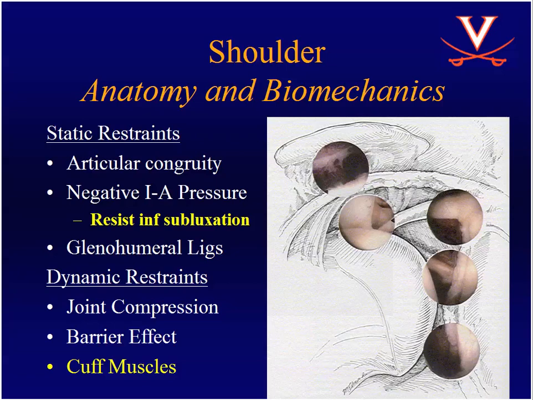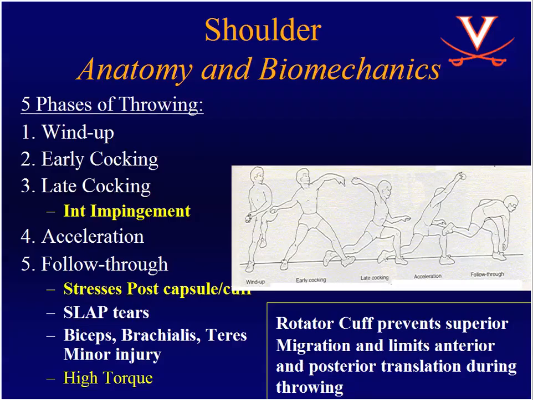The other static constraint we've already been over is the glenohumeral ligaments. There are also dynamic restraints, and this includes primarily the rotator cuff muscles. Also, there's two concepts called a joint compression effect and a barrier effect, which allows dynamic restraint as well.